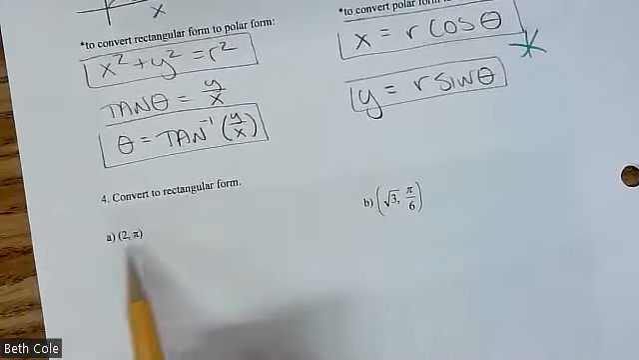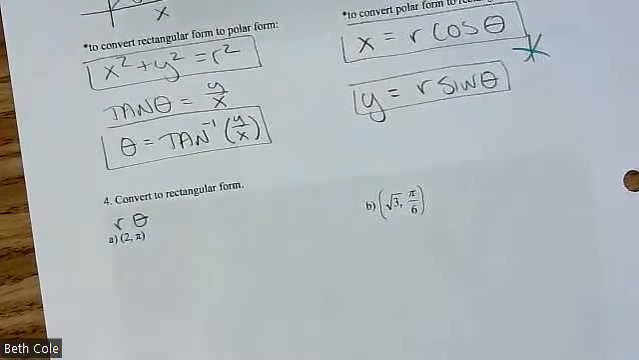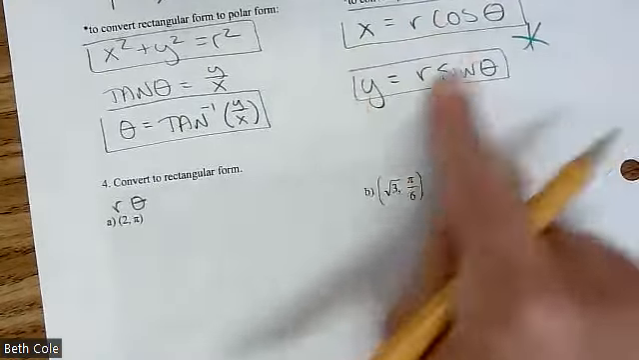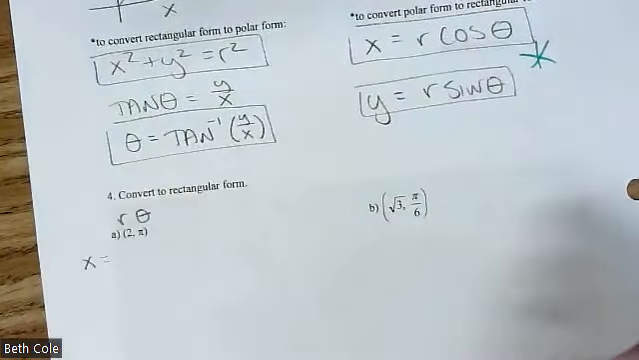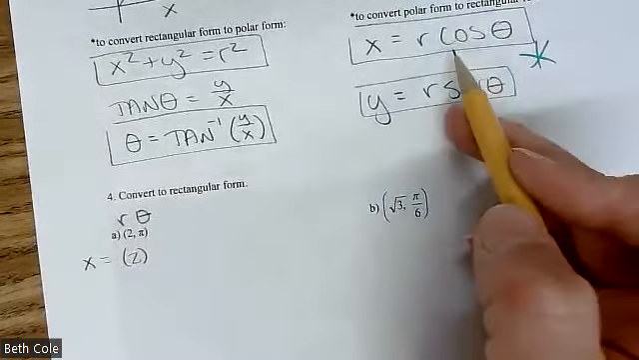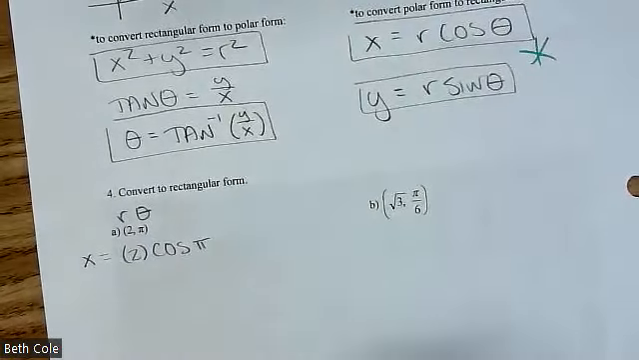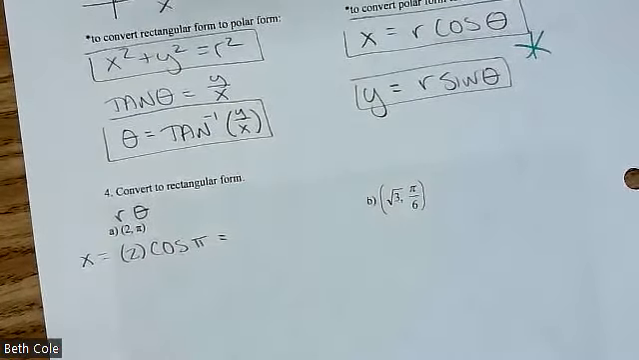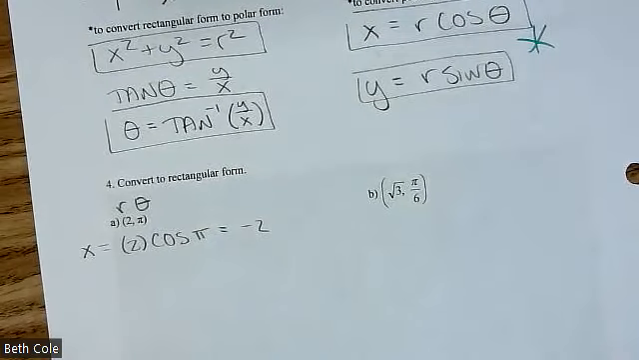Convert to rectangular form. So this is polar r, theta, and I usually just label that because that helps you remember what you've got. So we have r and theta, we need x and y. These are the two formulas we're going to use here. So let's find x first. X equals r, which is 2, times cosine theta, which is pi. And then you just have to work that out. So what's cosine of pi? Negative 1 times 2 is negative 2.